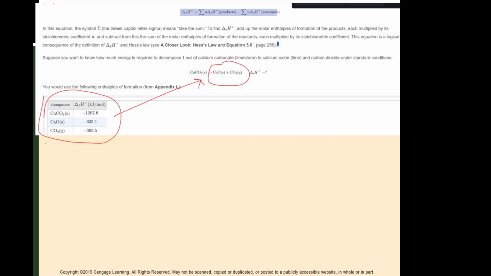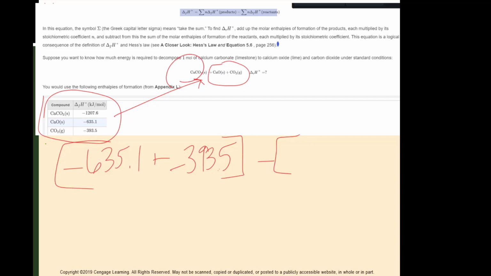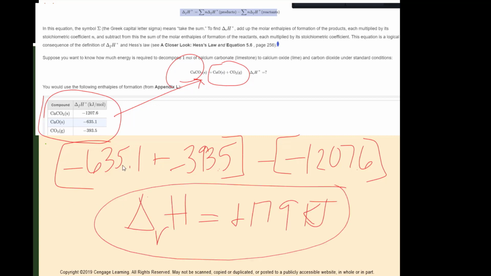Here's our products. So calcium oxide, there's only 1 mole of it, so I'm going to take my calcium oxide, which is negative 635.1, plus my carbon dioxide, which is negative 393.5. So here's my products, and there's only 1 mole of each of those, so I'm multiplying these by 1. Products minus reactants. My reactant is just my calcium carbonate, which is negative 1207.6. And if I plug this into my calculator, I get my heat of the reaction of plus 179 kilojoules, simply by just taking the sum of my products minus the sum of my reactants.